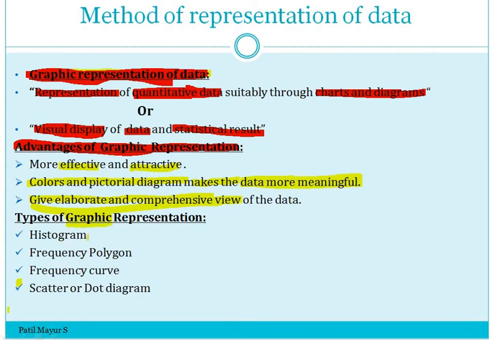First one is the histogram. Second one is the frequency polygon. Third one is the frequency curve. And the fourth one is the scatter or dot gram. So these are four different types of graphic representation.